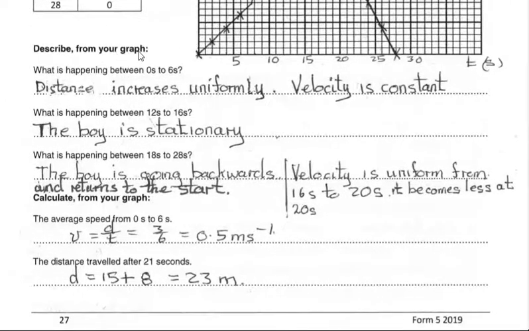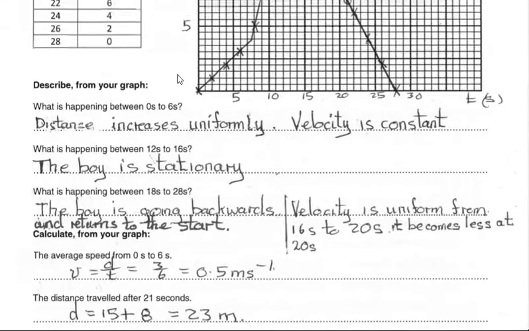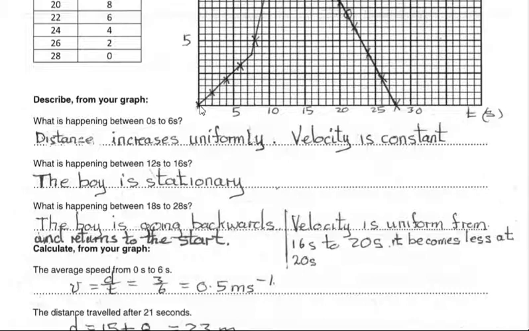Now we need to describe from the graph what is happening between 0 seconds and 6 seconds. So if we look back here, here's 0 seconds and 6 seconds. Well, we can see it's pretty much a straight line. So that means that the distance is increasing uniformly. It's really important to use that word uniformly. That means constantly or the same. Distance is increasing at a constant rate. Therefore, the velocity is constant.